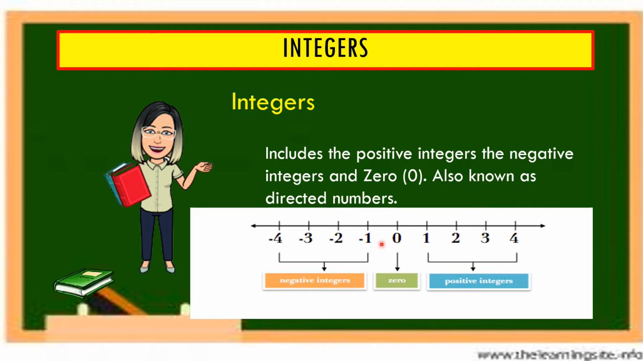To the left of 0, we have the negative integers. We have negative 1, negative 2, negative 3, negative 4. It means we have an arrow. It is extended to the right and to the left.